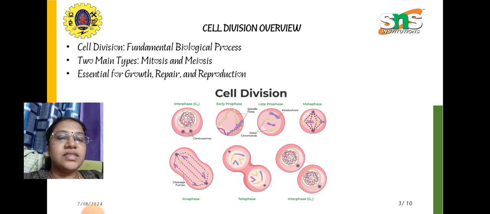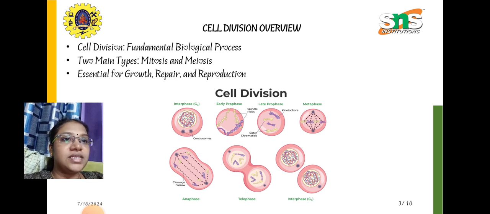This is the basic fundamental biological process, and the two main types of cell division are mitosis and meiosis. That is essential for the growth, repair, and reproduction of cells. This is a simple diagrammatic representation of how cell division takes place, with interphase, early prophase, late prophase, metaphase, anaphase, telophase, and interphase again, showing how the division of the cells occurs.